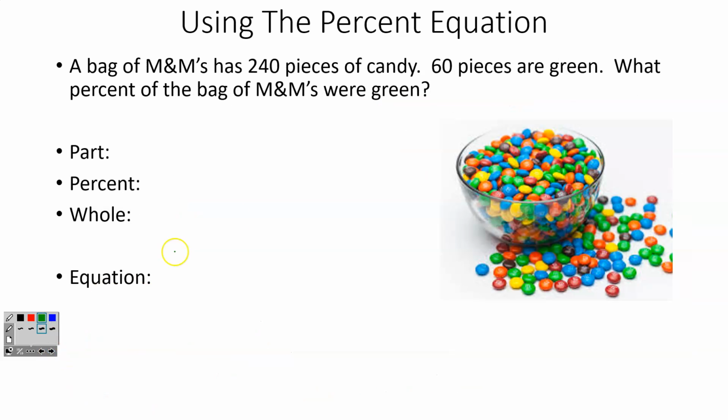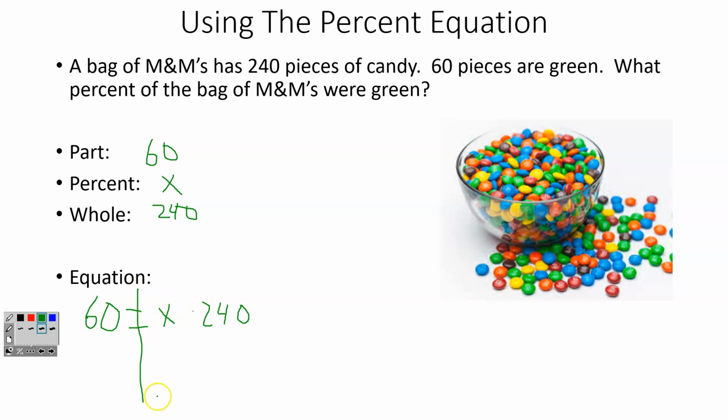A bag of M&Ms has 240 pieces of candy. 60 pieces are green. So what percent of the bag of M&Ms were green? So my part, that's going to be my 60 pieces. My percent, it says what percent? Oh, we don't know. The whole, that's the total number of pieces of candy, which was 240. So my equation is part equals my percent times the whole.